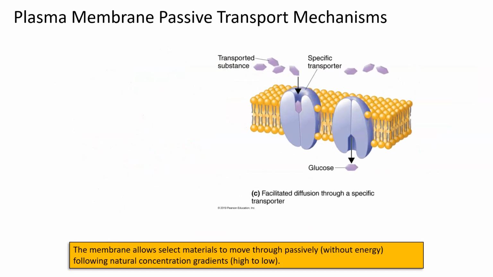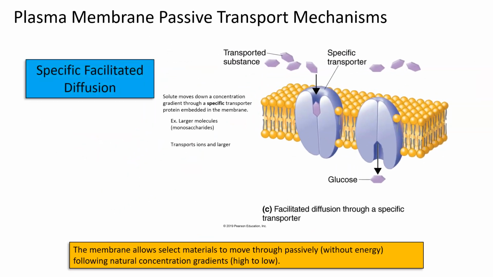Now we can look at the difference between facilitated diffusion, but this time it is specific facilitated diffusion. This type of facilitated diffusion still moves down a concentration gradient. We would still have a high side. We would still have a low side. We would move solutes down the natural concentration gradient from high to low, again without energy.